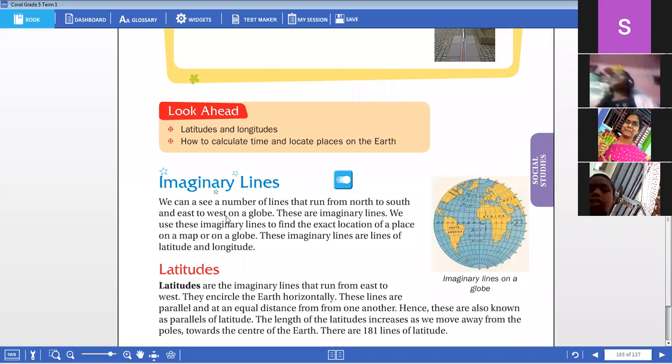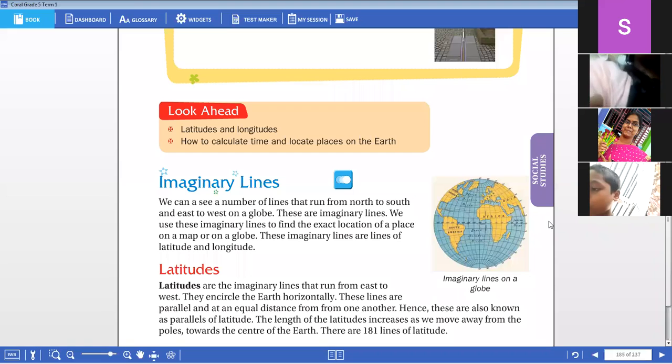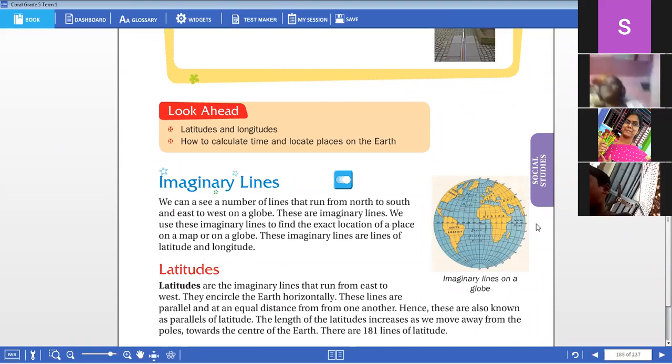And coming to east to west, east to west are horizontal lines. Horizontal lines, children. Not only one line, children. Longitude and latitude are not just two lines. Many lines will be present for noticing a particular place easily, children. Is it clear?